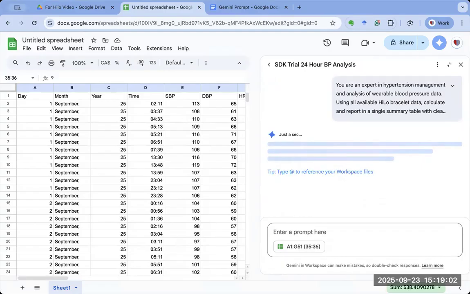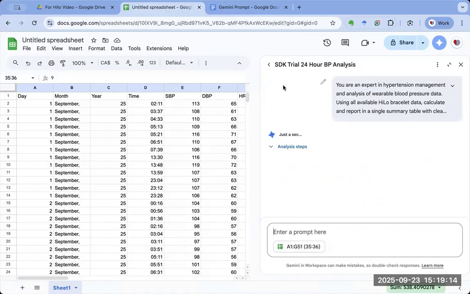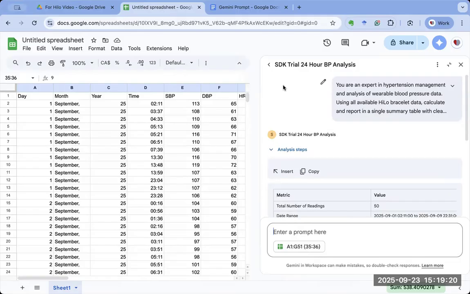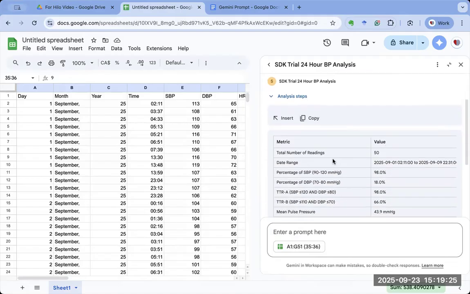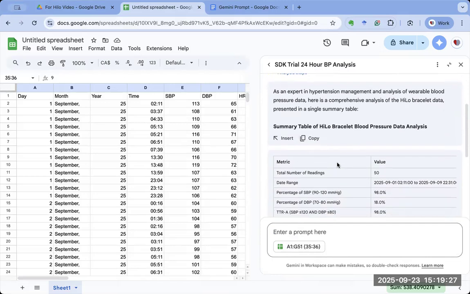For some odd reason, this is showing my gem. I don't know how to figure that out. Let's see what the analysis shows. When I tried this a few times it got it right, a few times it told me the calculations were too difficult for it. So total number of readings is 50, which is correct.